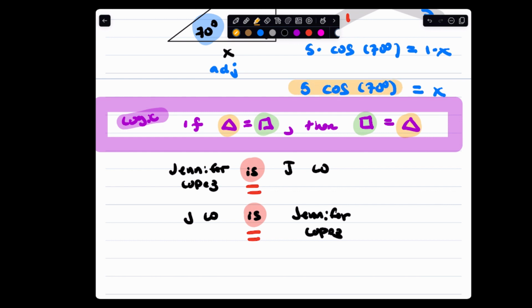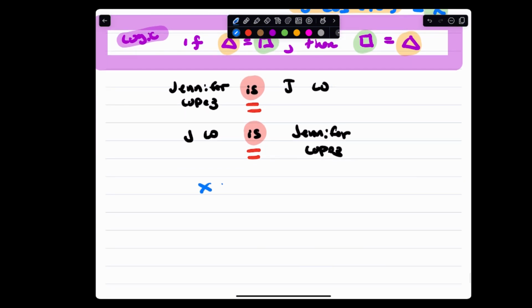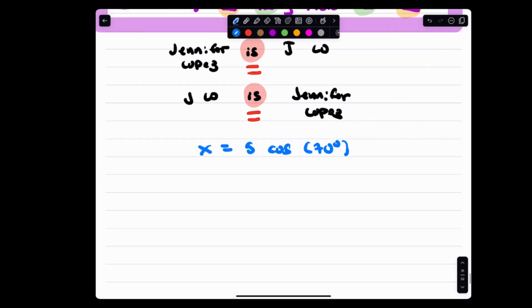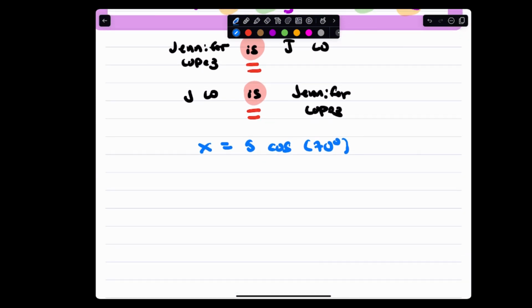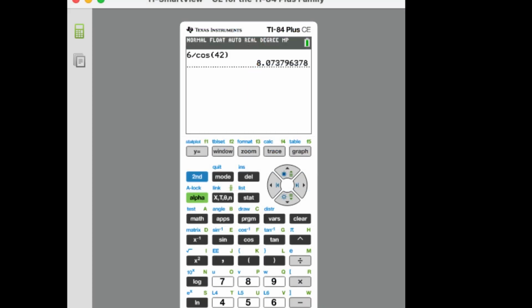What am I saying, ladies and gentlemen? 5 cosine 70 is the same as x. What can I say here, logically speaking? Yes, I can say what? X is 5 cosine of what? 70 degrees. So there's no equation to solve after cross multiplication. And you might say, okay, yeah, good. I'd say, yeah, that's nice. Sometimes that happens. If it happens, then good for you. You say, great.